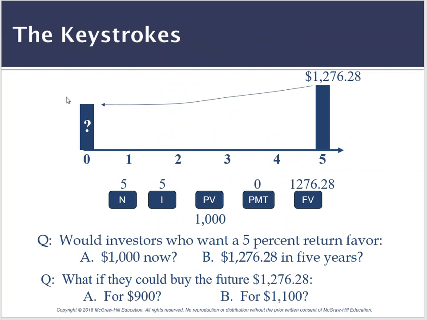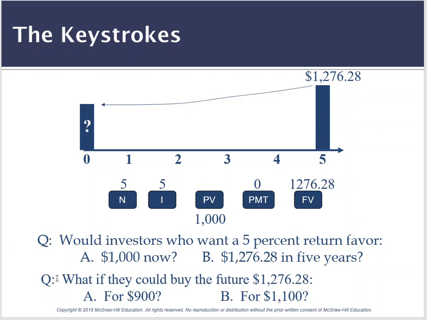Now, here is the example of finding the future value based on $1,000 today over 5 years, no additional payments, at an annual rate of 5%. The future value is $1,276.28. That's how much it would be worth in 5 years. Now, if you want to discount it back, what would investors want? Would investors who want a 5% return favor $1,000 now or $1,276 in 5 years? Well, the answer is they would be indifferent, because those values are basically the same.